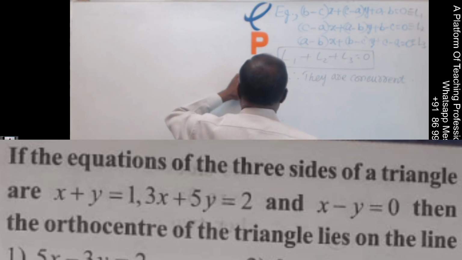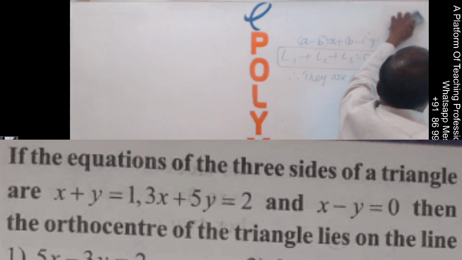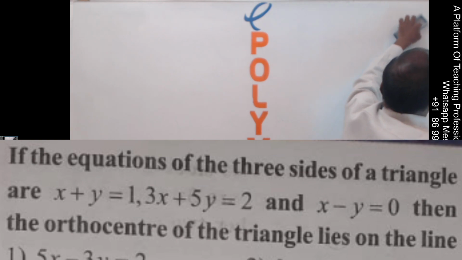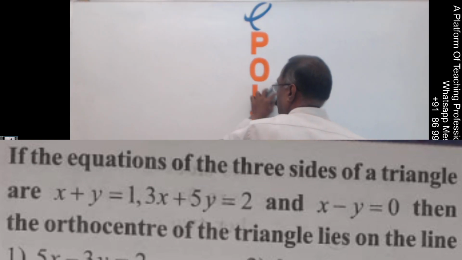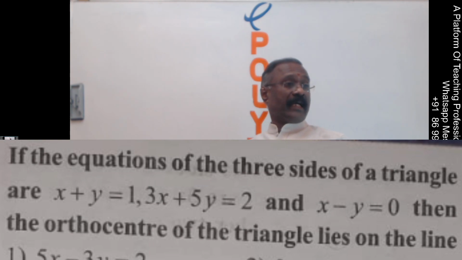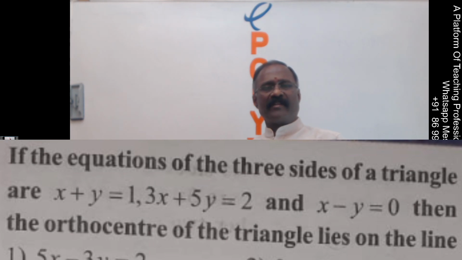What is the first line? Three lines are given there, and the orthocenter of the triangle lies on the line. Obviously, the orthocenter always lies on the altitude. It is inevitable. Everyone knows that. So he gave the altitude equation options.